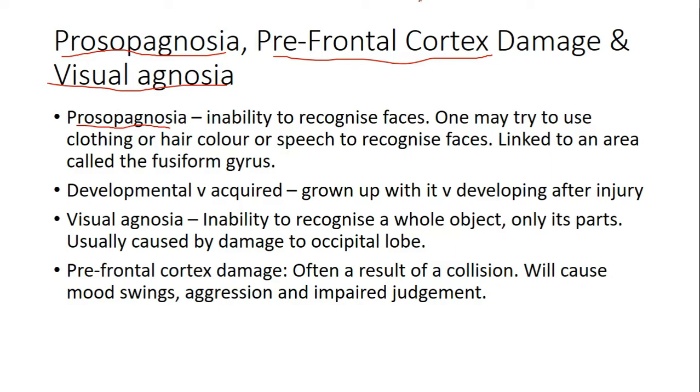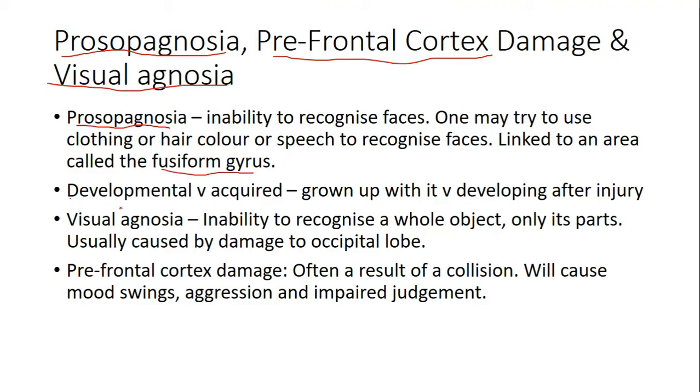If you have prosopagnosia, you might try to use clothing or the hair colour or the speech to recognise faces. So if you need to recognise someone, then you'll use what they're wearing or what they're saying or how they're speaking to actually recognise them. And it's linked to an area called the fusiform gyrus. Remember that one, fusiform gyrus.